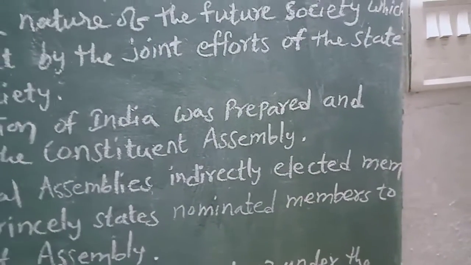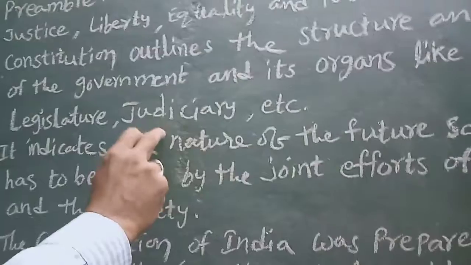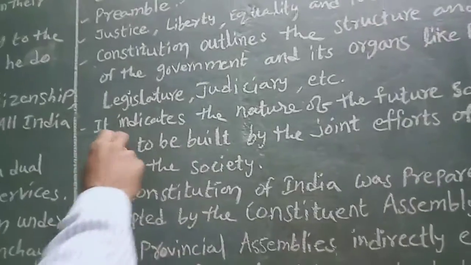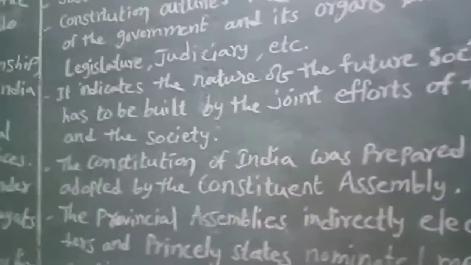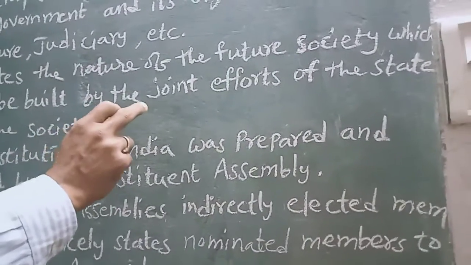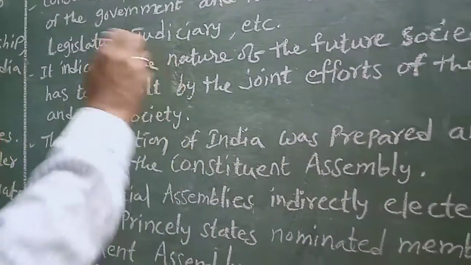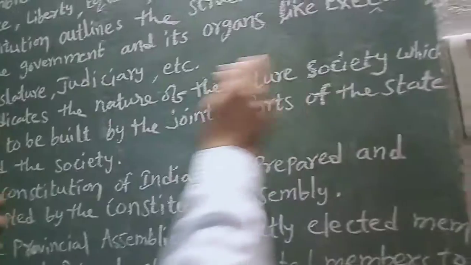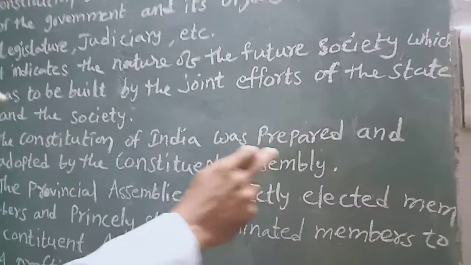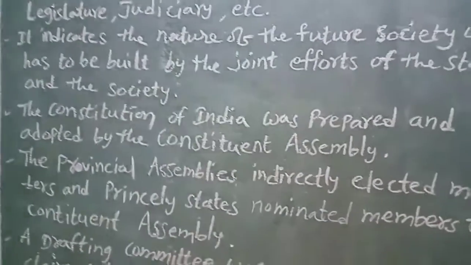It indicates the judiciary, and the judges are included here. It indicates the nature of the future society which has to be built through the joint efforts of the state and the society. This is the main focus in our constitution. Our constitution of India was prepared and adopted by the Constituent Assembly.